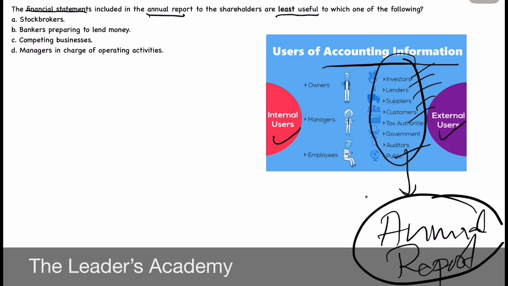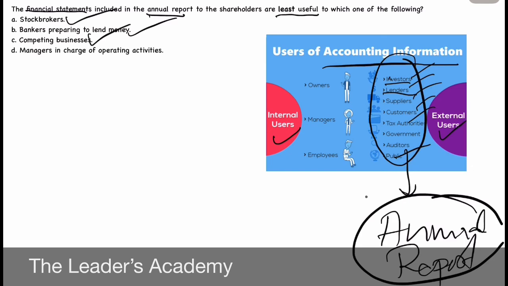For the first, stockbrokers, it is very much useful. They are external users, and stockbrokers are also called investors. So for them it will be useful. This is not the answer. Next, bankers who are preparing to lend money, that is lenders. They also need the financial statements from the annual report. And next, competing businesses: for the purpose of comparing themselves with the competing organization, so that they will understand where they are standing in the industry.